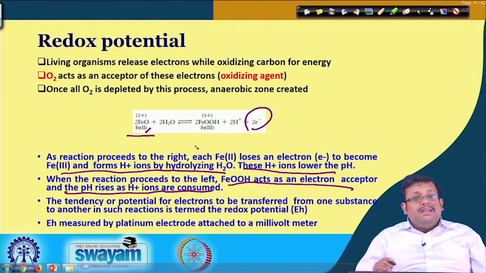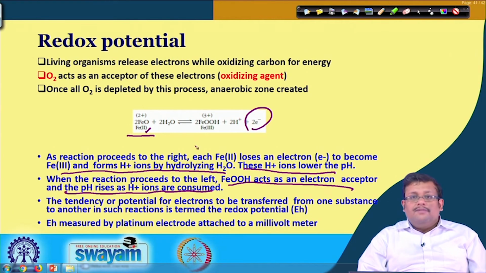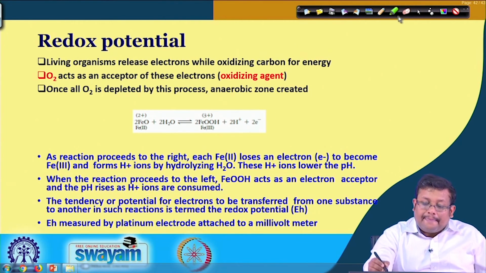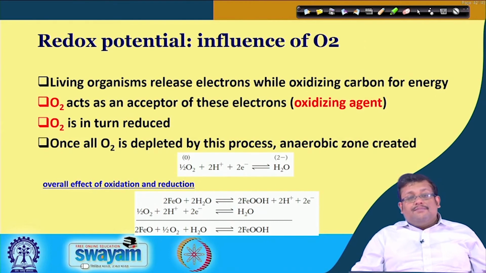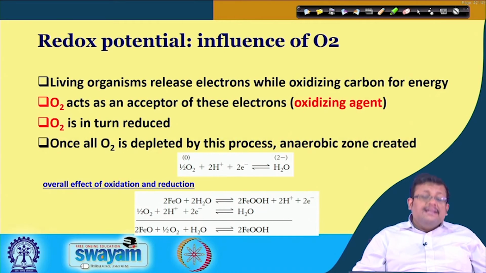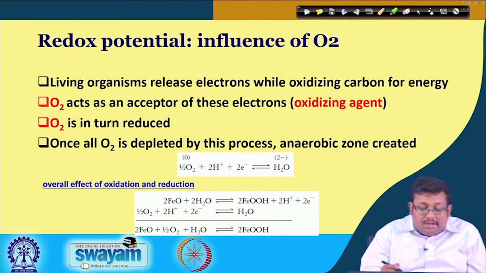And basically we measure EH by a platinum electrode, which is attached to a millivolt meter, and generally redox is calculated in terms of millivolt or volt. So, as we know, living organisms release electrons while oxidizing carbon for energy, and this oxygen acts as an acceptor of these electrons, or in other words an oxidizing agent, and in turn this oxygen gets reduced, and once all the oxygen is reduced by this process, an anaerobic zone is created.